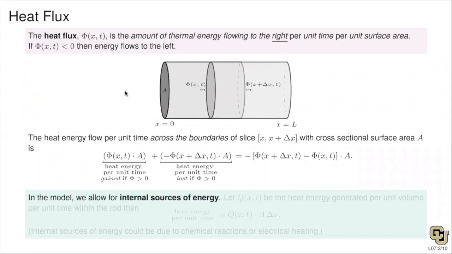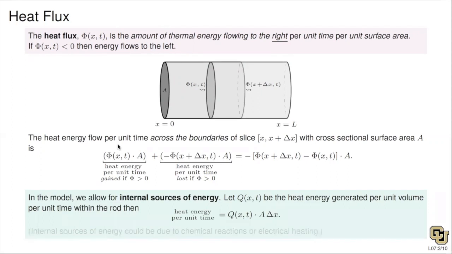Finally, in the model, we allow for an internal source of energy. So Q of x,t will be the heat energy generated per unit volume per unit time within the rod. This could be due to a chemical reaction or electrical heating, or, you know better than I do, radiation, I don't know. Multiplying Q of x,t, which is per unit volume, by the volume gives us the heat energy per unit time generated inside the rod.